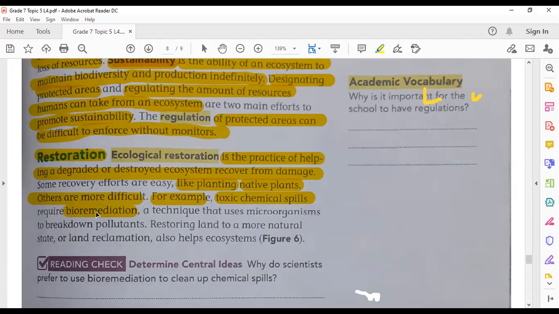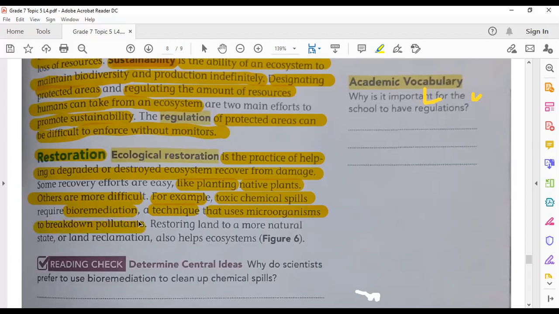Bioremediation is when you want to restore something in a biological way, in a natural way, by using natural things. We can use microbes or microorganisms like bacteria to fix damaged ecosystems. This is called bioremediation. It's a technique that uses microorganisms like bacteria to break down pollutants.